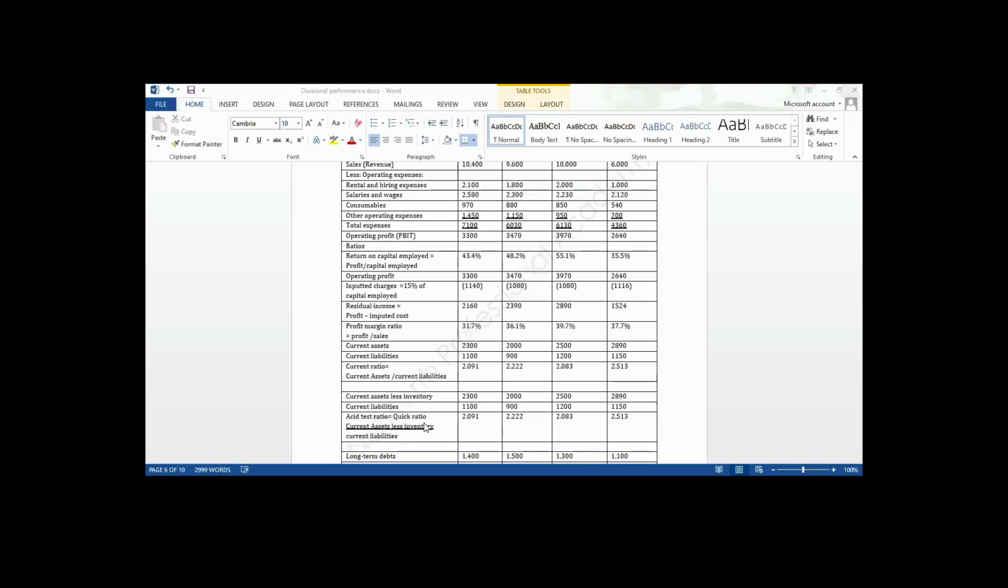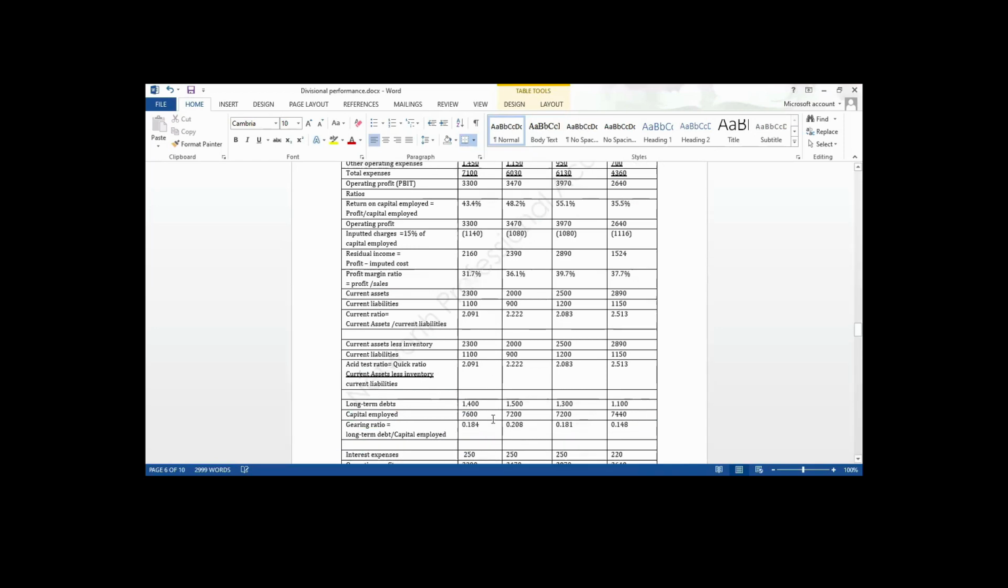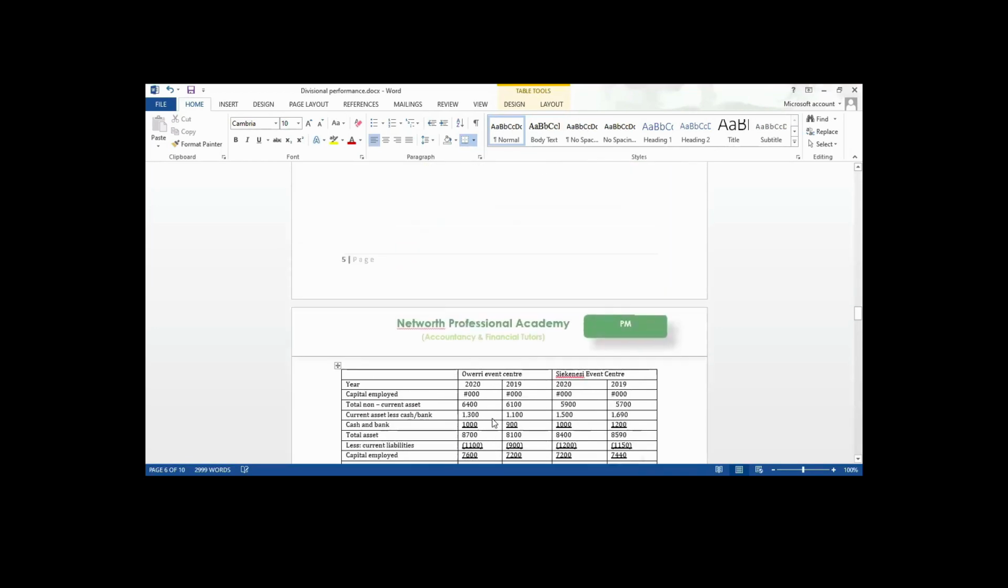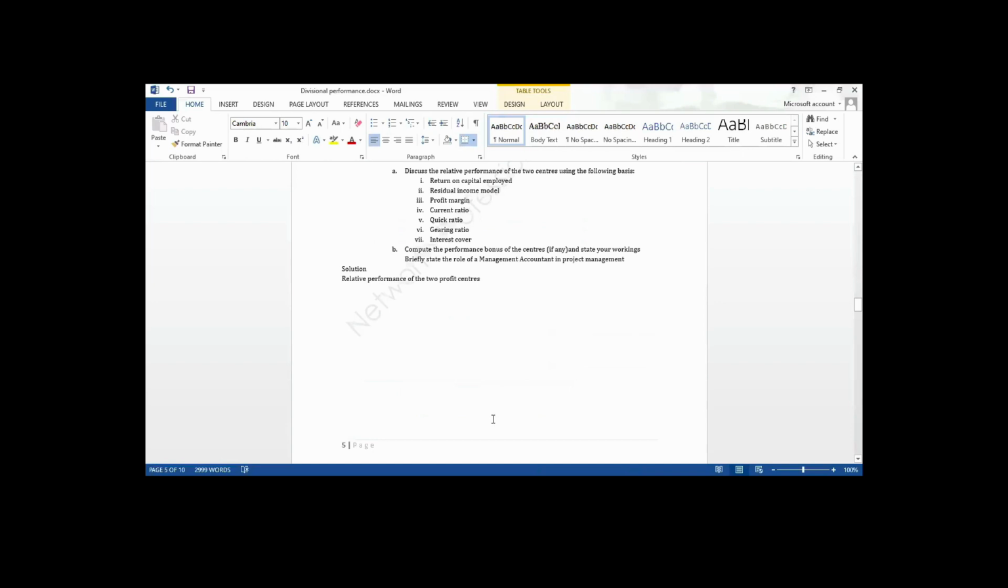In this question, there's no inventory. Just pick the same thing you did for current ratio. It's also the same thing as your acid test ratio, because in this question, there's no inventory. You have resolved A5.